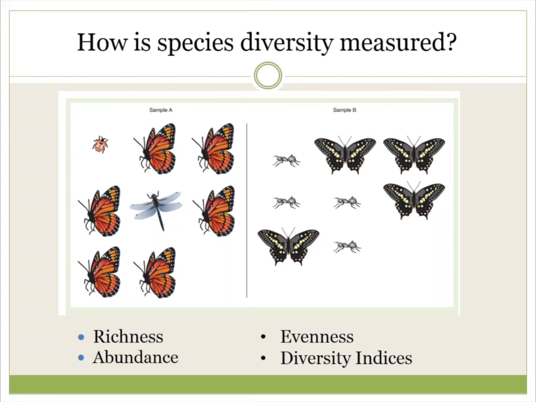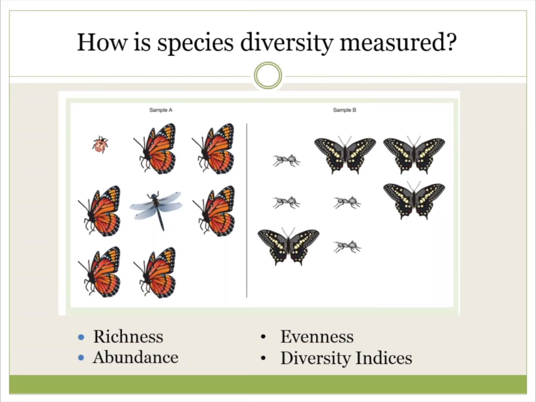And so if you look at sample A on this figure, there are 3 different species, so the richness would be 3 there. You have the monarchs, the dragonflies, and the lady beetles, versus sample B has a richness of 2. Abundance is the number of individuals in a population, and so you could say there are 6 monarch butterflies in that population. Those both communicate different things about biodiversity on the land.